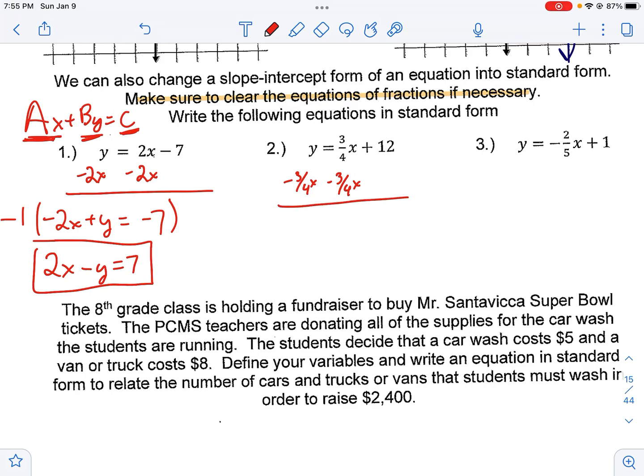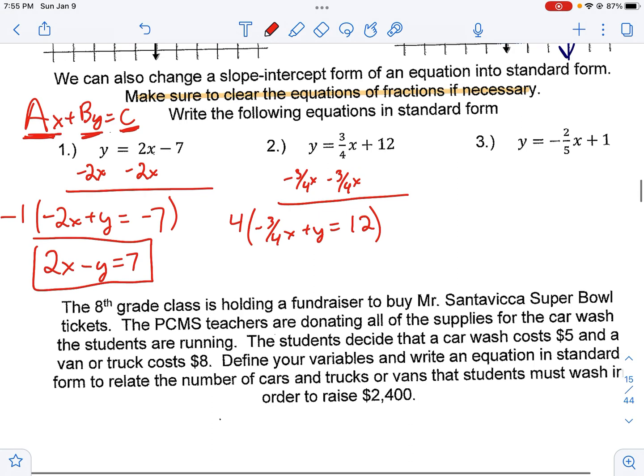For number 2, we'll see that we have to move the a term over to the left side along with the y. So we subtract 3/4 x on both sides, negative 3/4 x plus y equals 12. And finally, we'll need to get rid of the fraction. So in this case, the denominator is 4, so I'm going to multiply all of the terms by 4.